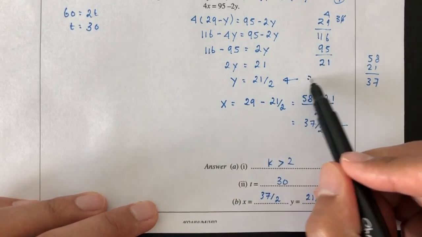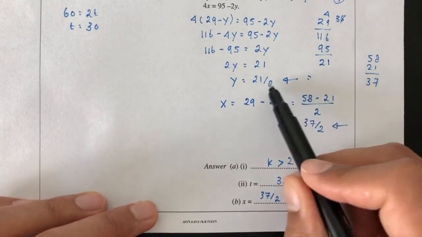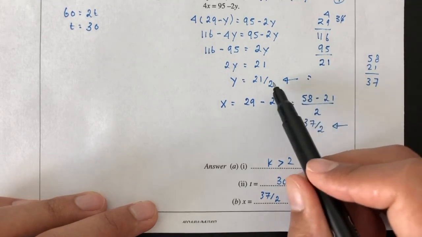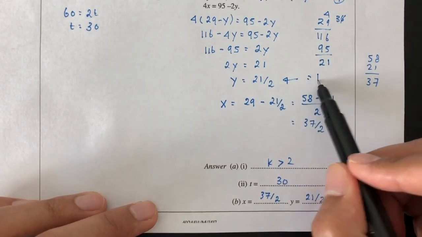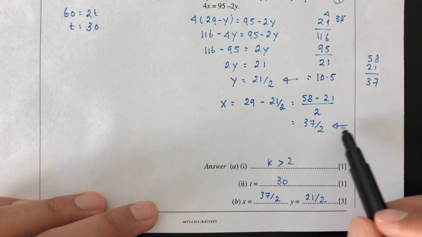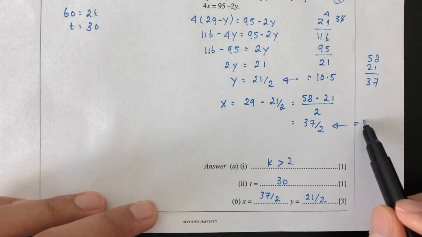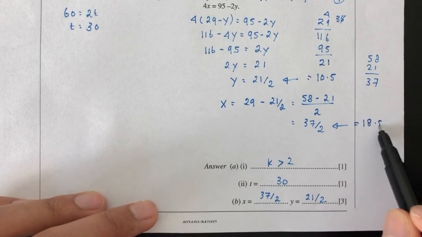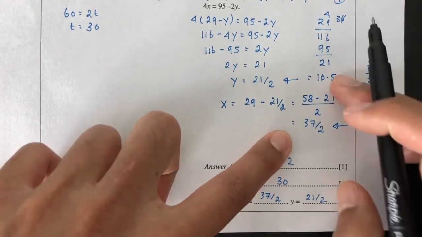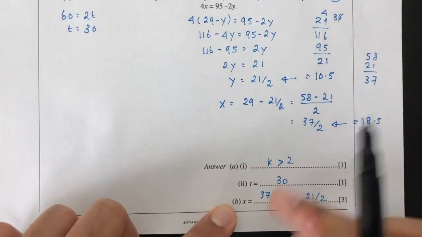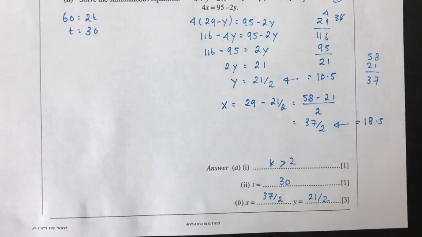You can write this down as 10.5. This one could be 18.5 if you want to. If you want to write this down in decimal, that could be the answer as well. That will be 22.